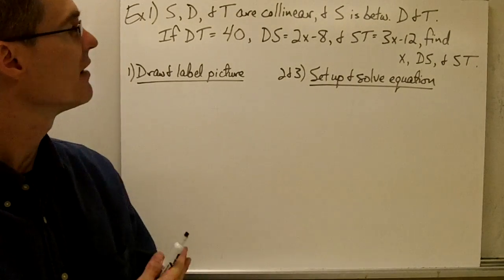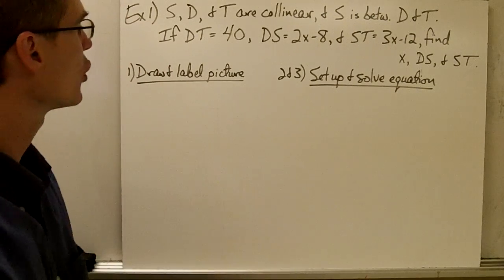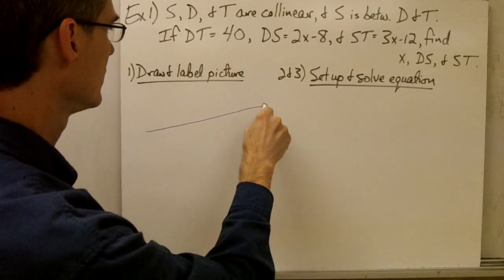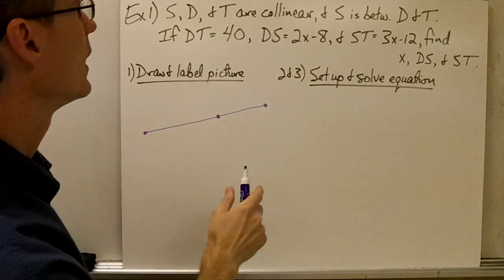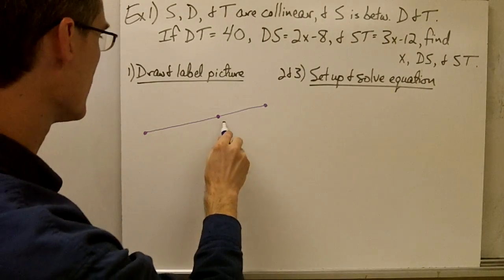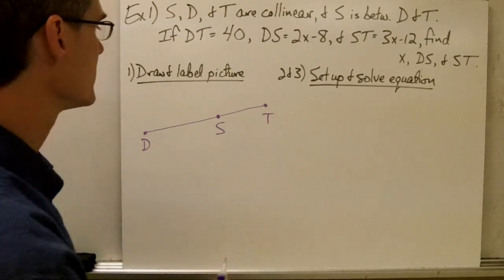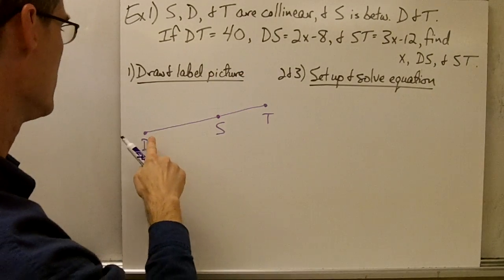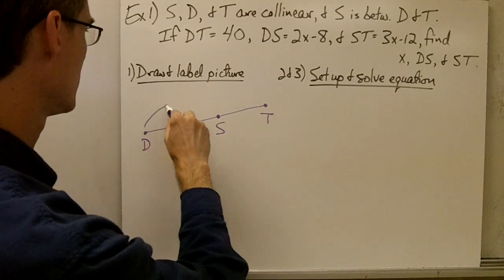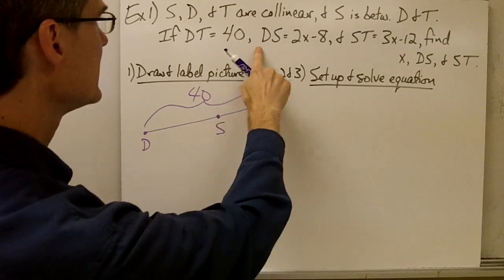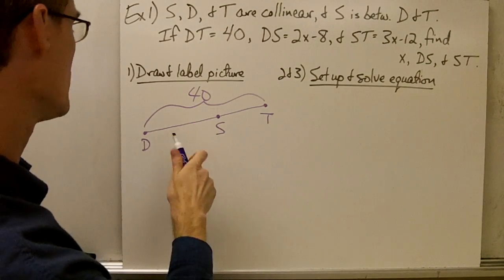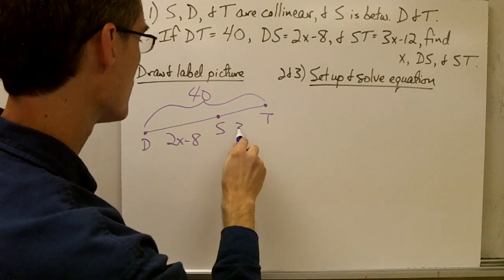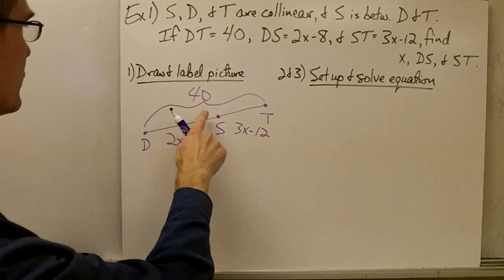Okay, so I want to use my 4-step problem-solving procedure. The first thing I want to do is draw and label a picture. So I've got these 3 points that are collinear. Let me draw a line here, put 3 points on it, and point S is between D and T. There's my picture. Now let me label it. DT is 40, the whole length here. DS is this distance here, 2x minus 8. And ST is 3x minus 12.